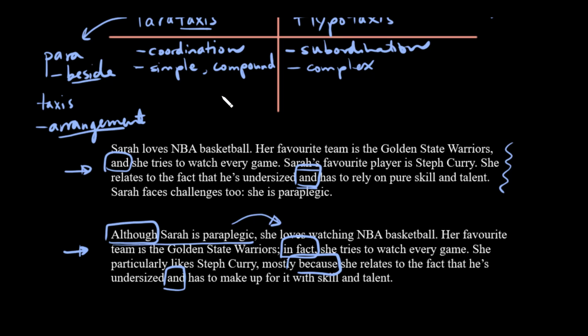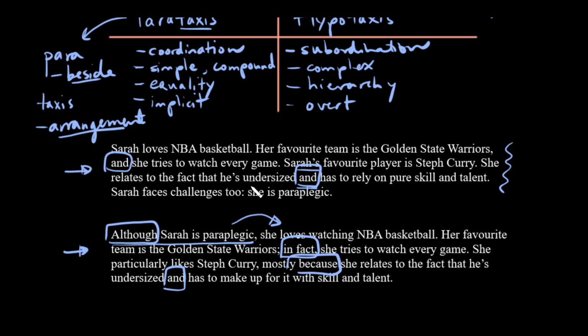The result then is also different. With parataxis, we tend to create an effect that has to do more with equality than with hierarchy. Okay, so we're expressing a kind of equality of ideas, whereas with hypotaxis, we're talking about a hierarchy of ideas. Some ideas are more important than others, and we're linking them to each other. We can also refer to the difference here as being between a kind of implicit connection and an overt connection.